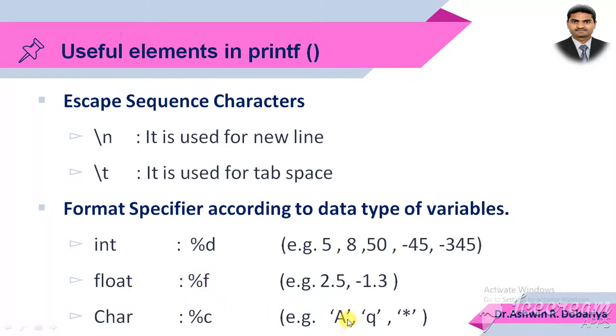Similarly, if you want to store a single character, and a single character is always represented using single quotation, like a capital 'A' in single quotation, a small 'q' in single quotation, even every symbol available on the keyboard is also a character. So a character is always represented using single quotes. If you want to store that kind of value, then that variable should be declared as a character. And for character, the format specifier is %c. Actually, these are the format specifiers we can use in printf functions.